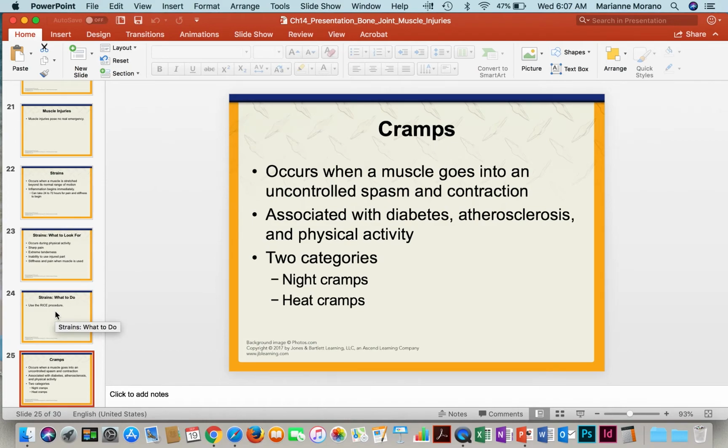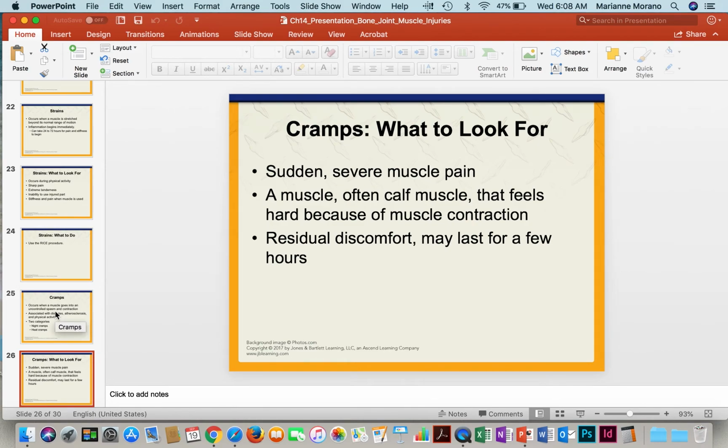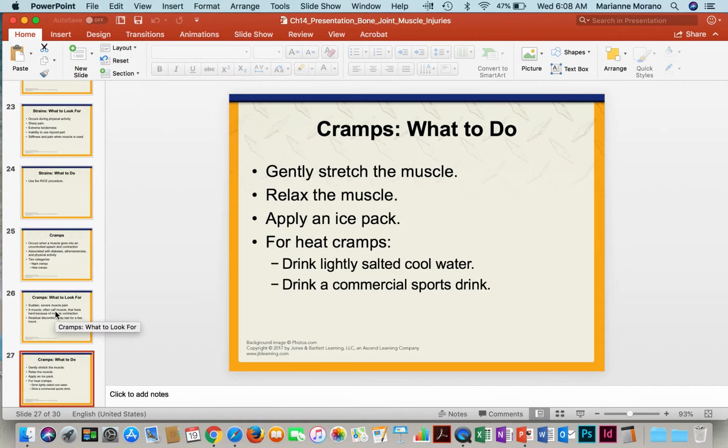If you have muscle cramps, that occurs when the muscle goes into an uncontrolled spasm or contraction. It can be associated with different diseases such as diabetes and heart disease, and also occurs with physical activity. There are two types: night cramps and heat cramps. Look for sudden severe muscle pain, a muscle often in the calf that feels hard because of a muscle contraction. Residual discomfort may last for a few hours. What you need to do is gently stretch the muscle and relax it. Apply an ice pack. For heat cramps, drink lightly salted cool water or a commercial sports drink such as Gatorade.